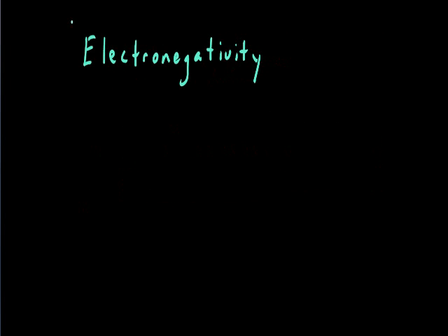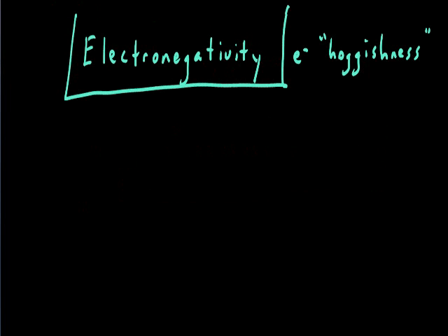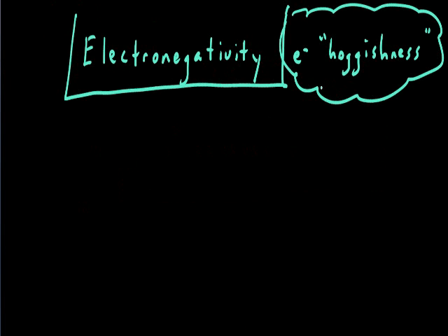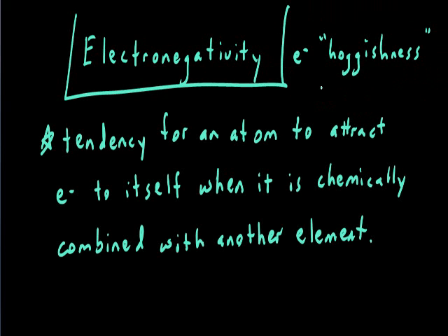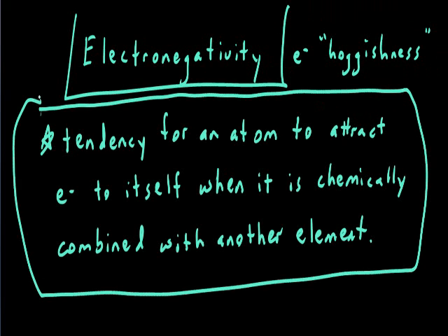To take a look at bond and molecule polarity, we need to revisit the concept of electronegativity, also known as electron hoggishness, or how well atoms tend to share electrons when in a covalent bond. We recall electronegativity. It's the tendency for an atom to attract electrons to itself when that atom is chemically combined or bonded with another element.